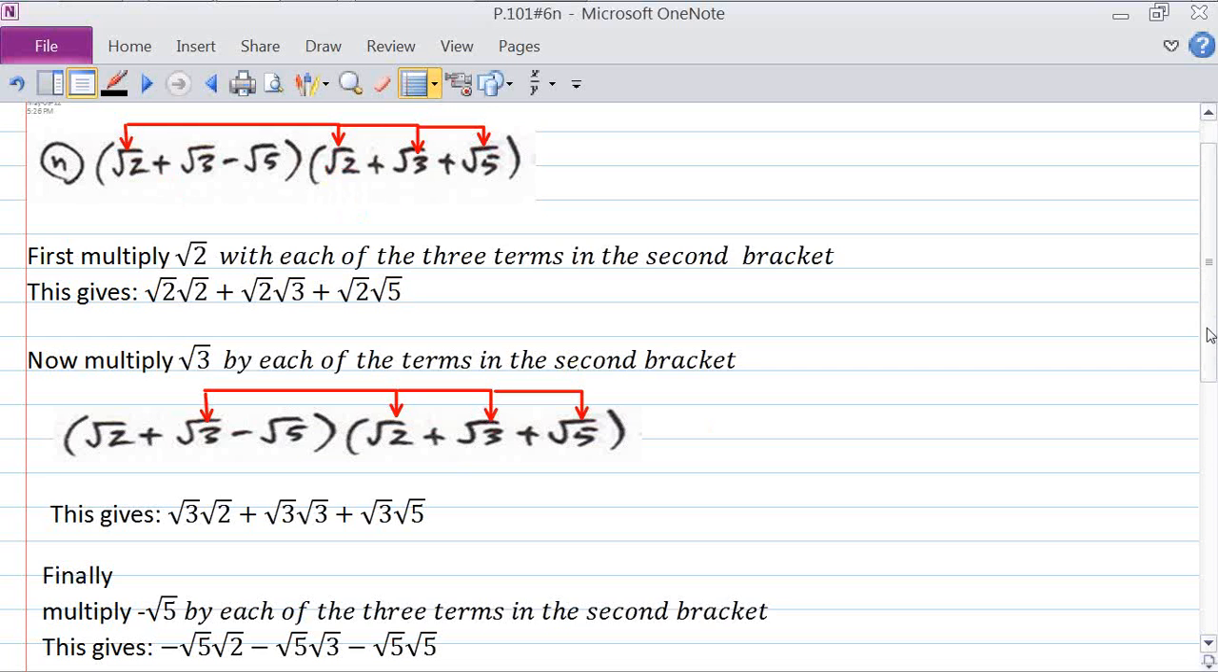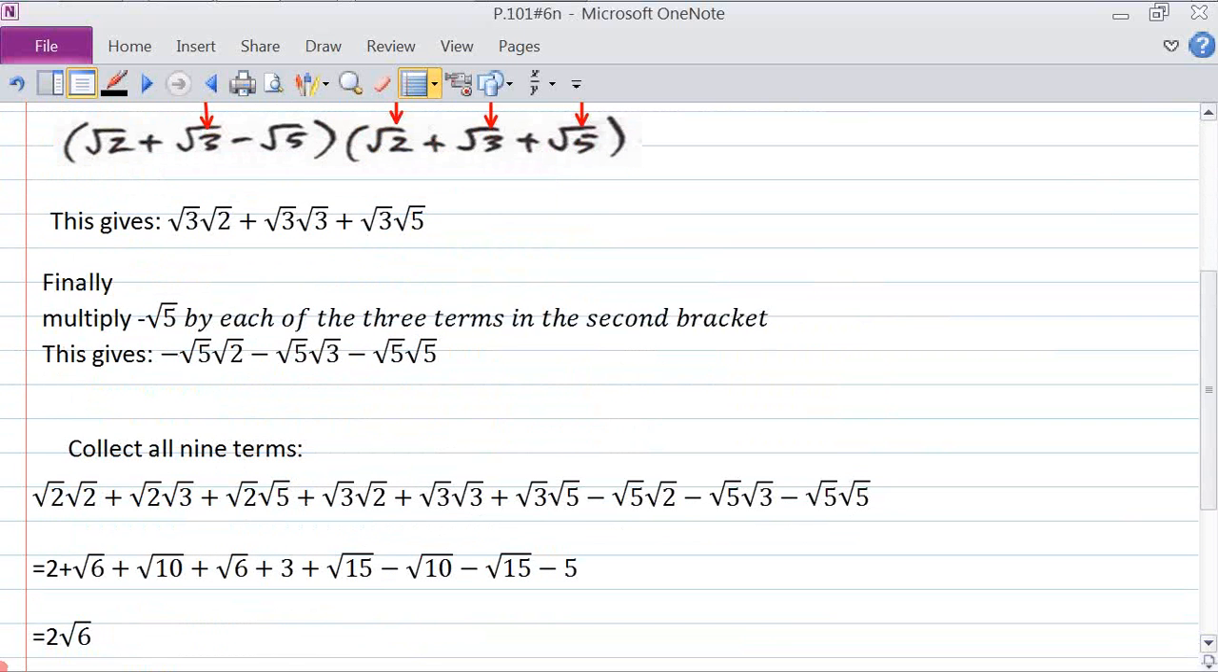If we go down over here, here are all the 9 terms: root 2 times root 2, root 2 times root 3, and root 2 times root 5. So that will be the first term in the first brackets multiplied by the second brackets. Then we're going to take the root 3, again multiply it by the root 2, and we're going to multiply it by the root 3 right here. And finally we're going to multiply it by root 5.